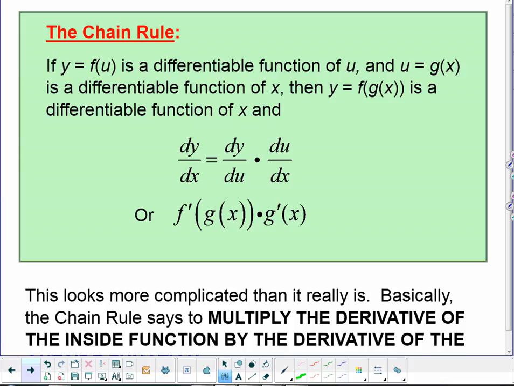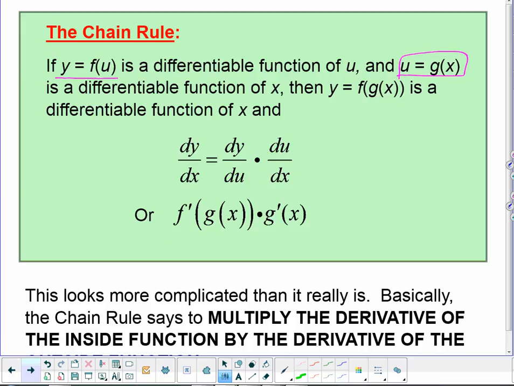This notation may not make the most sense, but what I would do is work on differentiating this one with respect to u, so dy du, and then my other one, du with respect to x. With this notation, you can see that du over du cancels out and gives us dy dx.